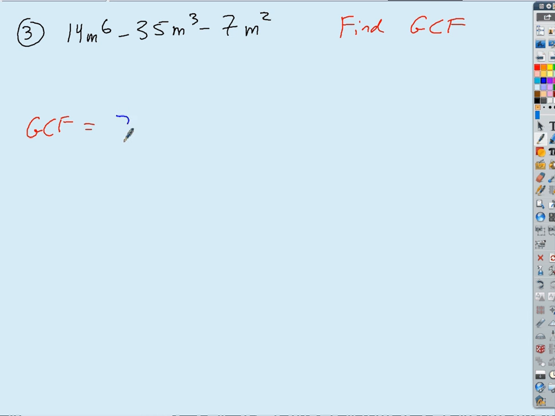All right, so we're going to get a 7 for the number part. But what about the variable part? It's okay, the answer is m squared, but why?